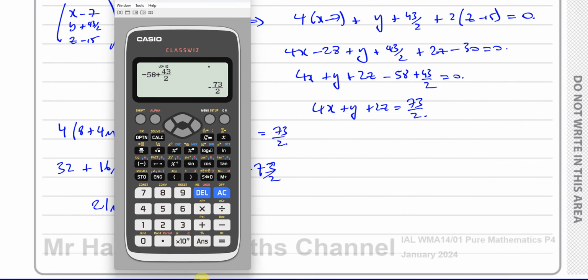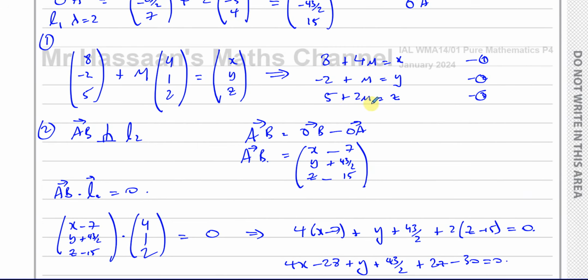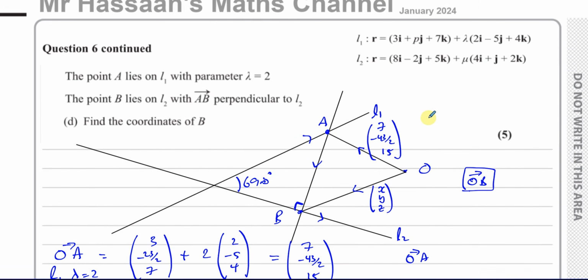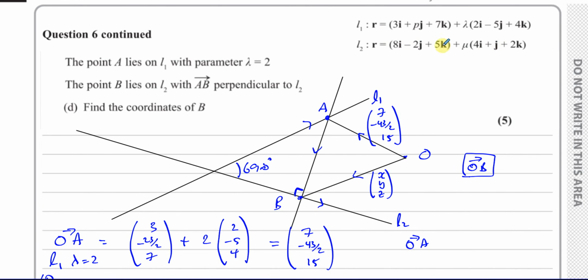Okay, so you have 73 over 2, take away 40. That gives you minus 7 over 2. So 21 mu is equal to minus 7 over 2. So mu is equal to minus 7 over 2 times 21. Okay, that cancels with that, giving you 3. So mu is equal to minus 1 over 6. Now, if mu is equal to minus 1 over 6, we can find the position vector, or the coordinates, of B. We put minus 1 over 6 inside this equation here.